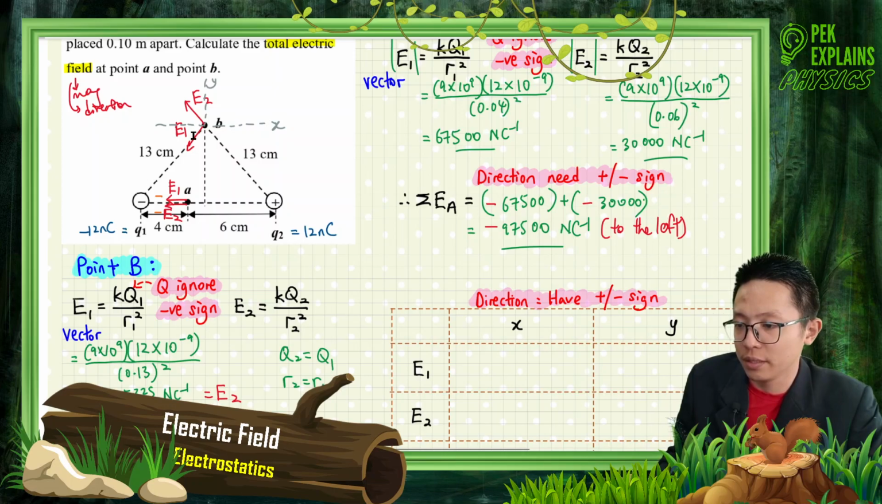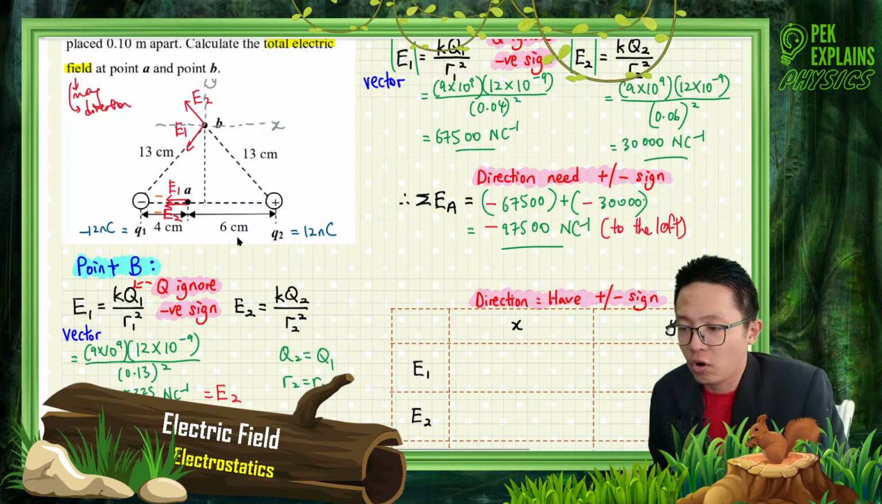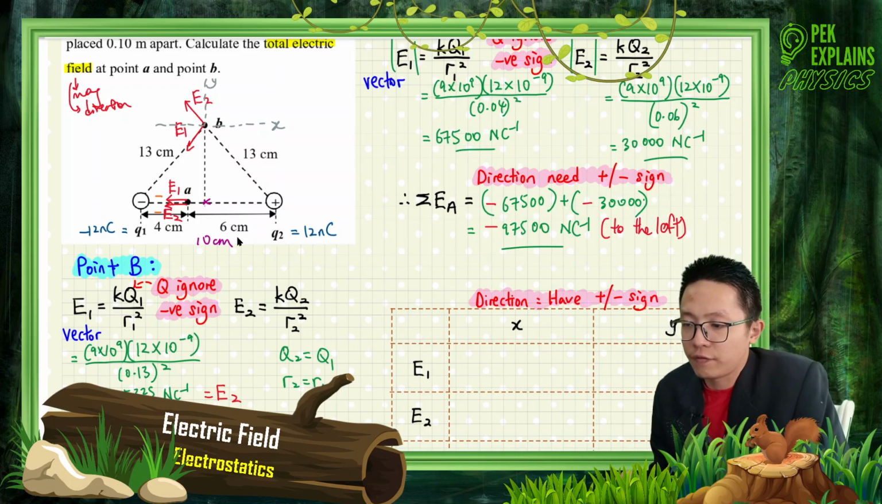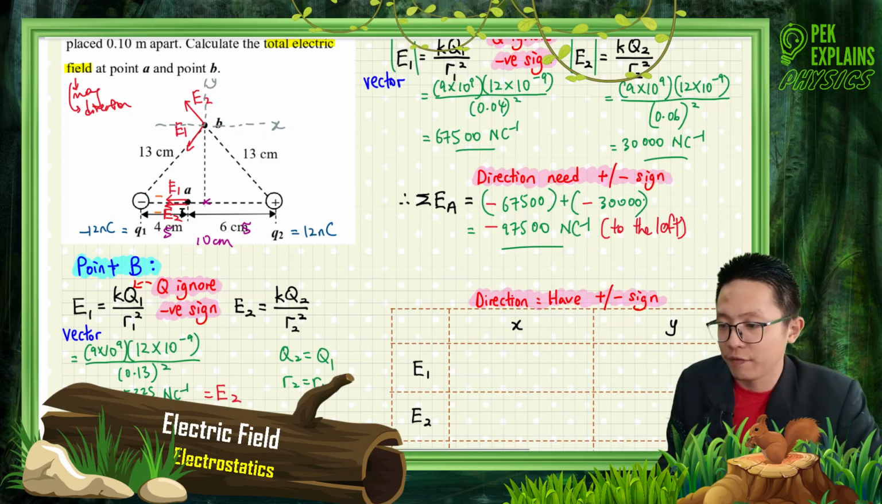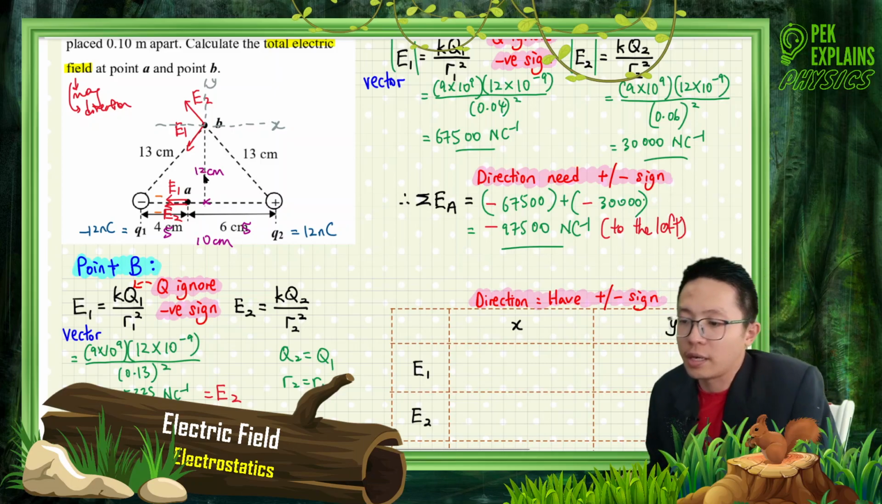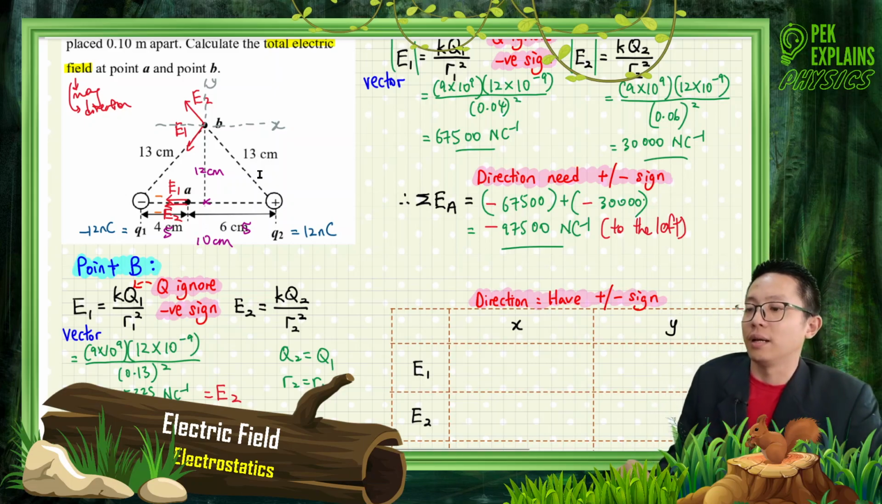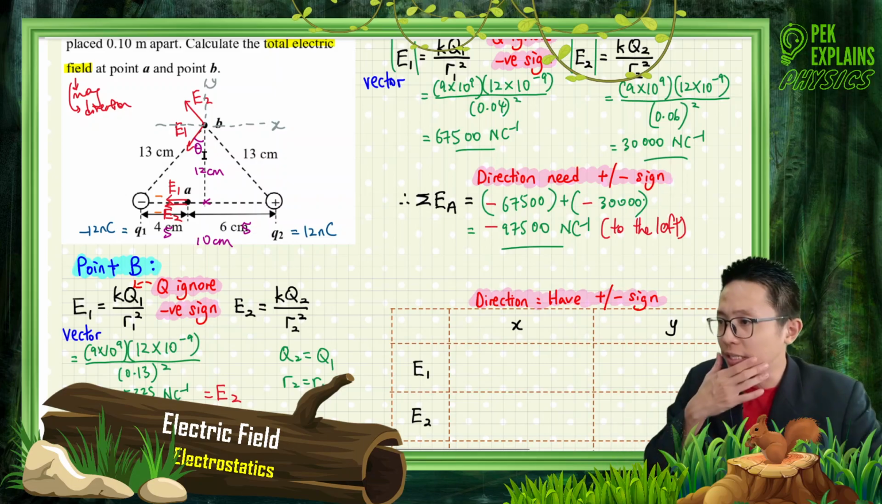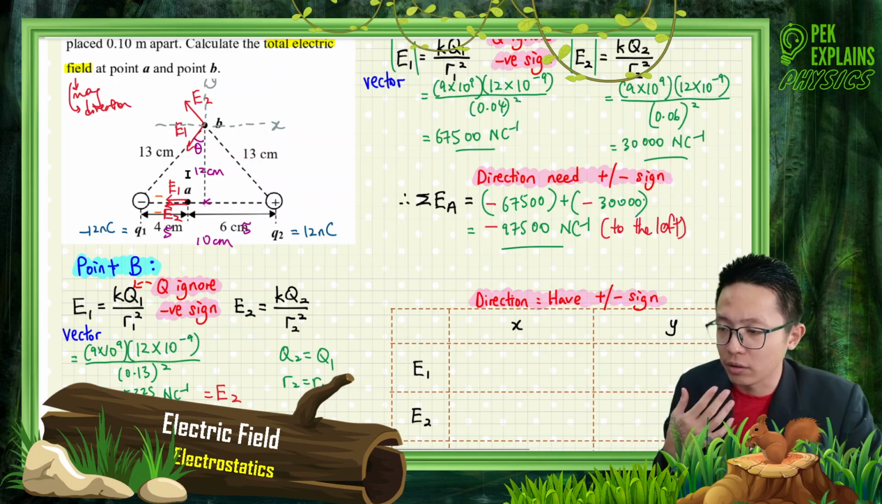You see the sides: we have 13 cm, 13 cm. How about this one? 4 plus 6 is 10 cm. That means until the center here is 5 cm, 5 cm. So this is 13 cm, and the center one should be 12 cm: 5, 12, 13. So now I can find the angle theta here, and I can straight away use sin theta and cos theta.